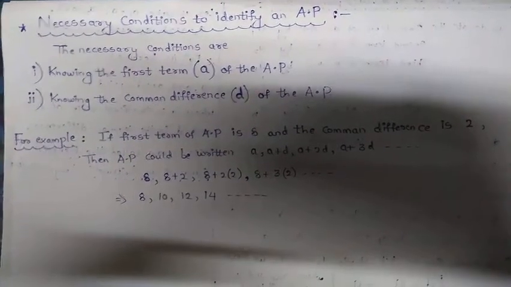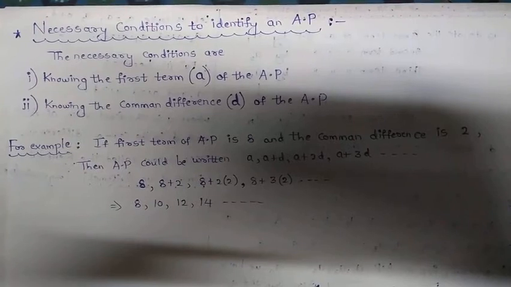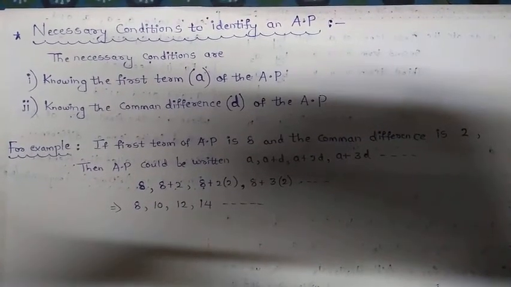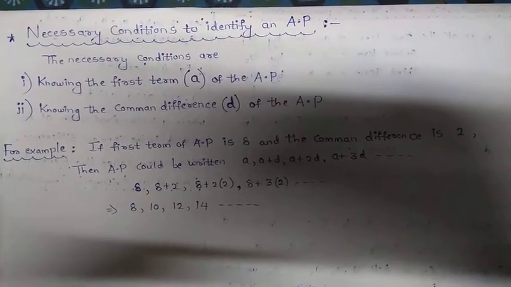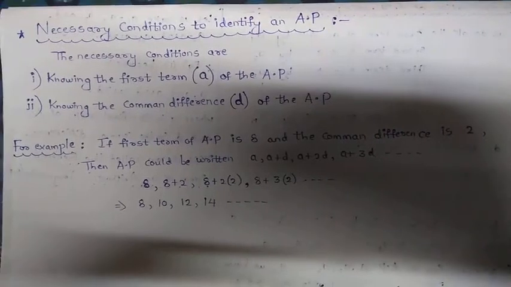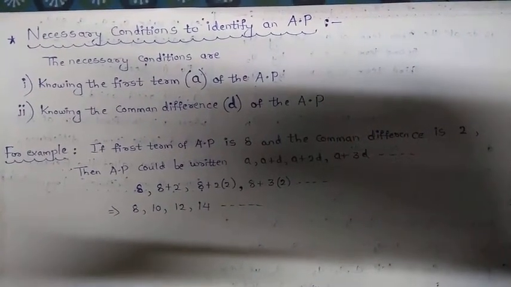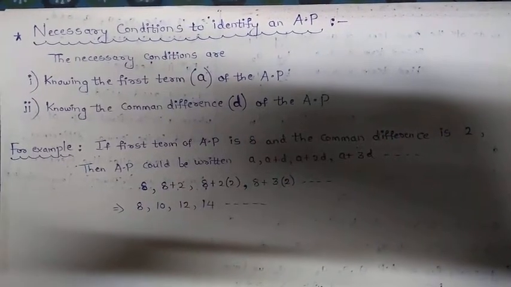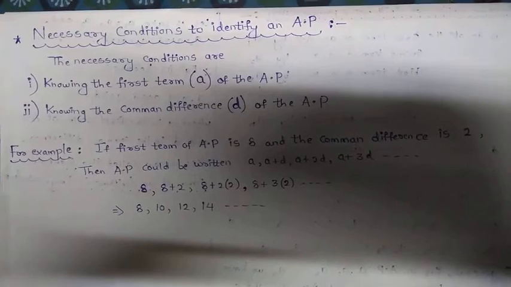So the necessary conditions to identify an arithmetic progression are: first, you have to know what is the first term of an arithmetic progression. Without knowing the first term, you cannot add the common difference and obtain the succeeding terms, right? Hence you need to compulsorily know the first term of an arithmetic progression.